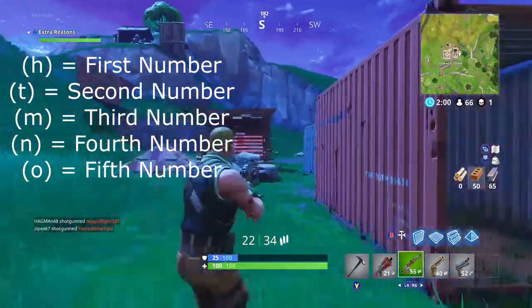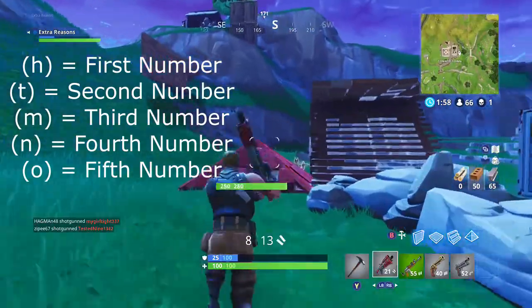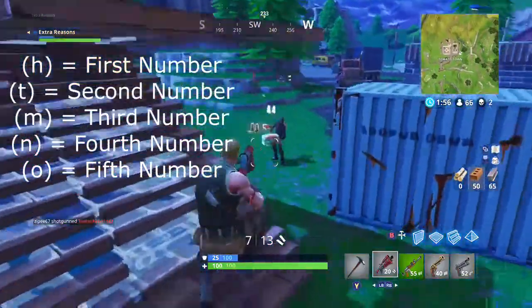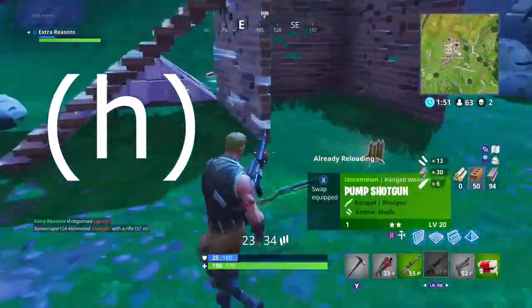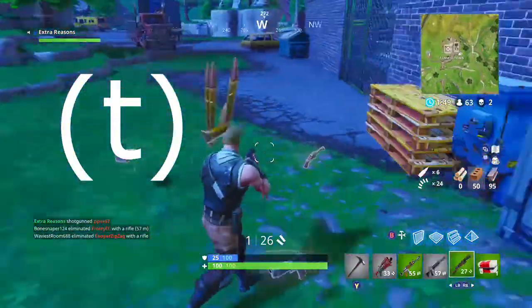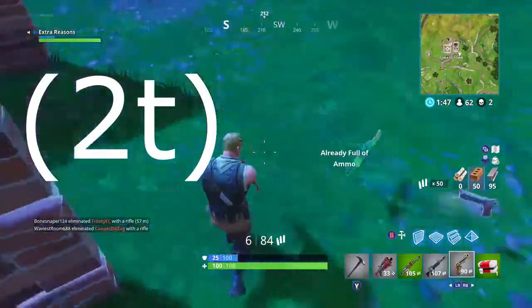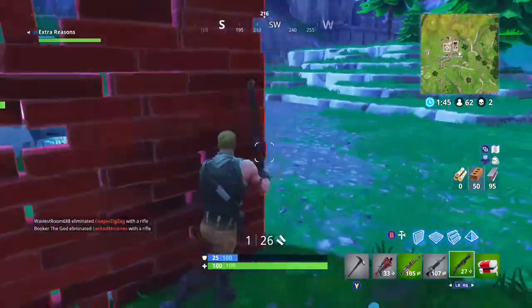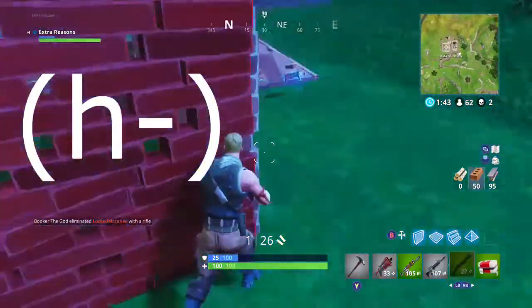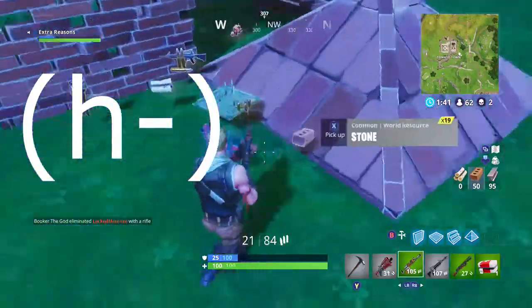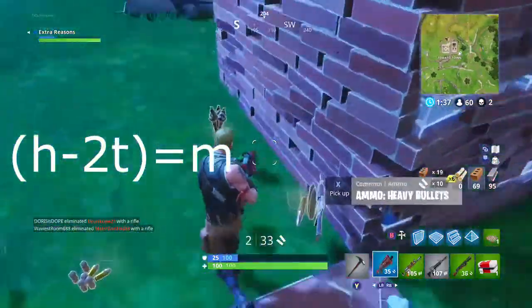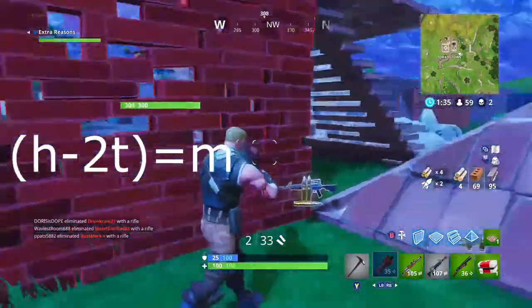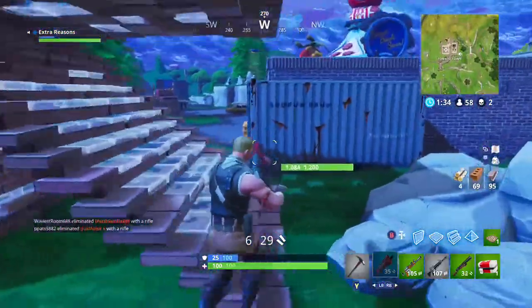here's an interesting thing, right? Here's what you need to do. Take the second number and multiply that by 2. Take the first number and subtract it from this 2 times the second number. That's your third number.